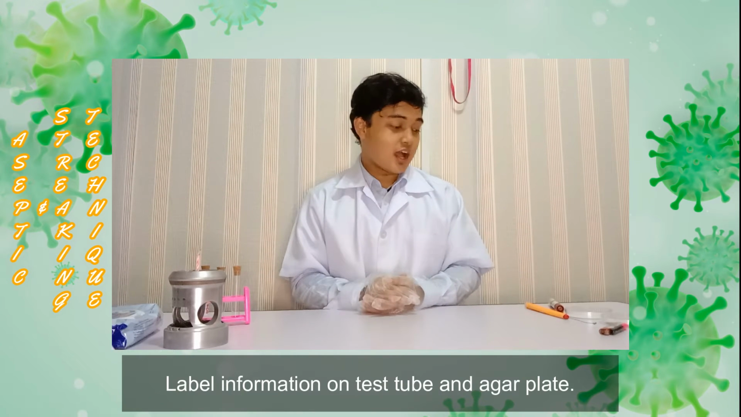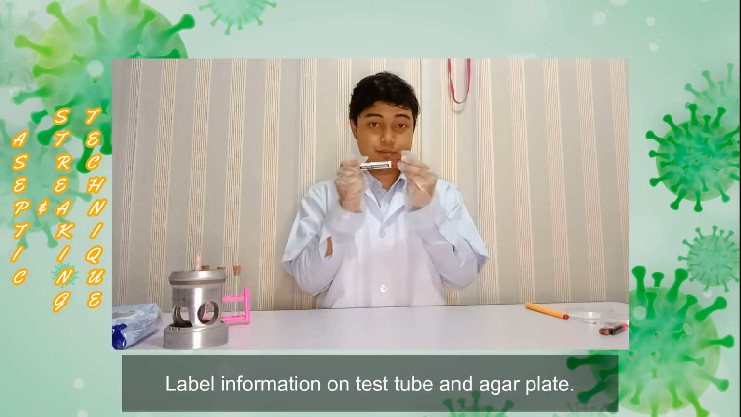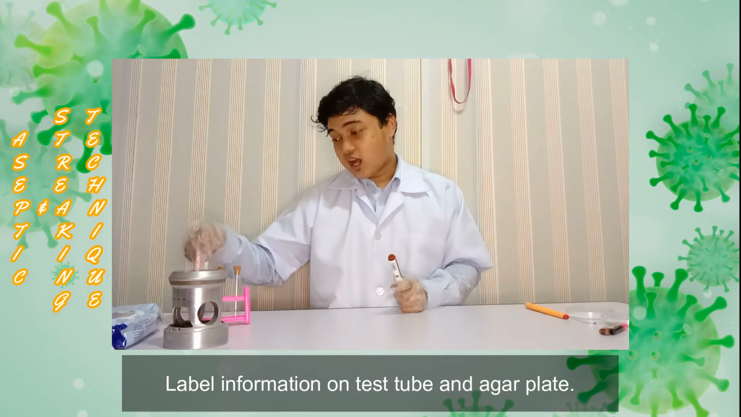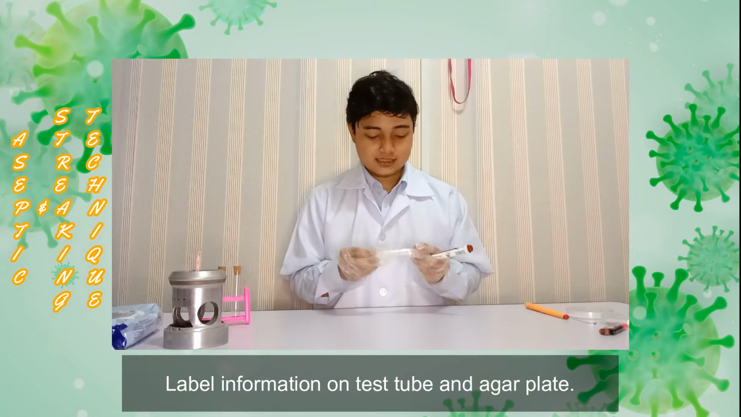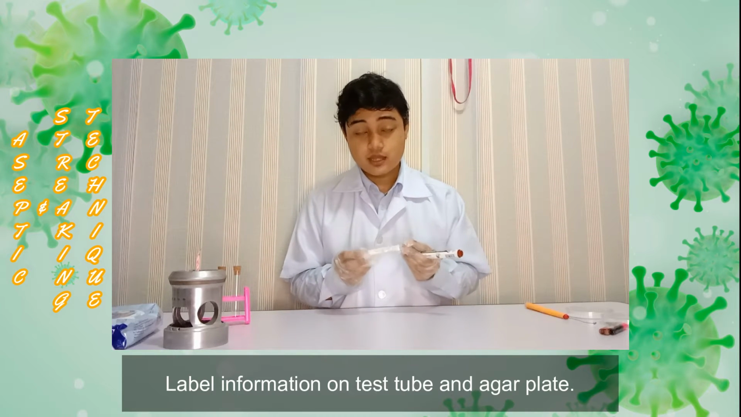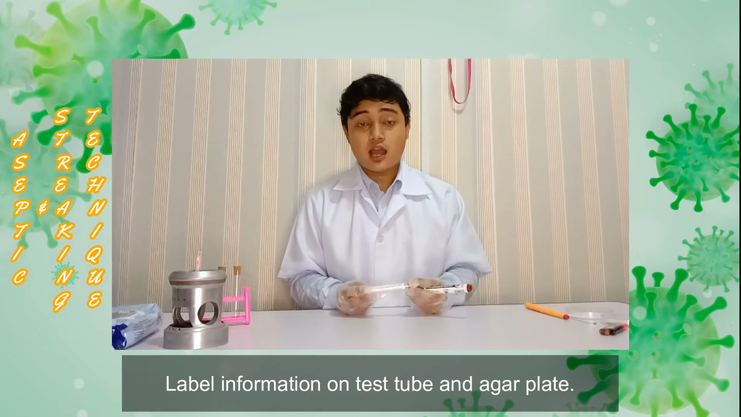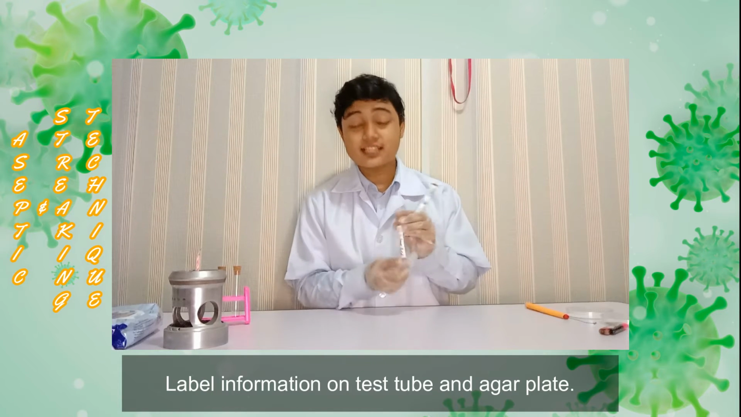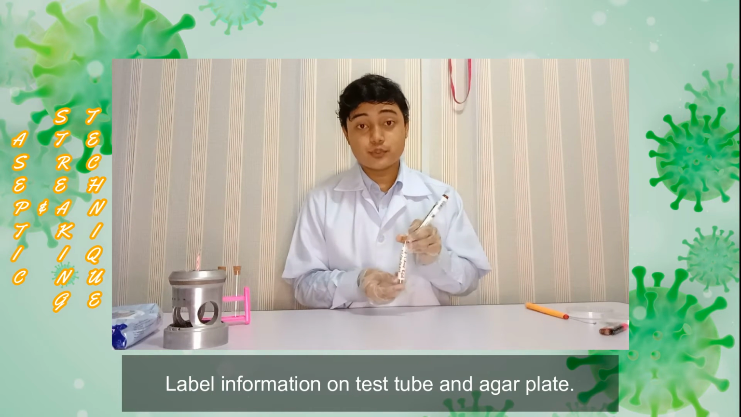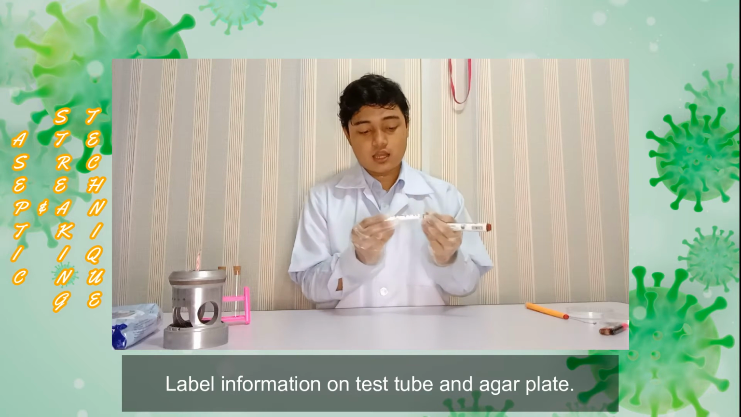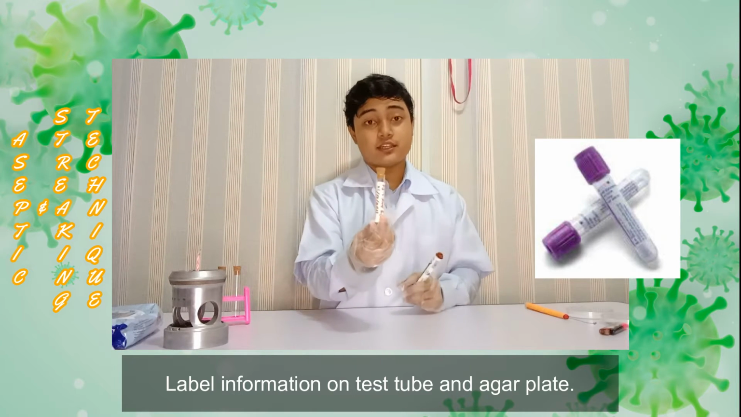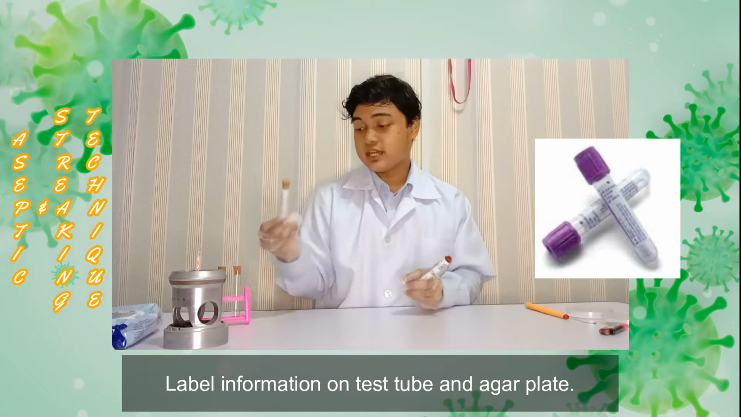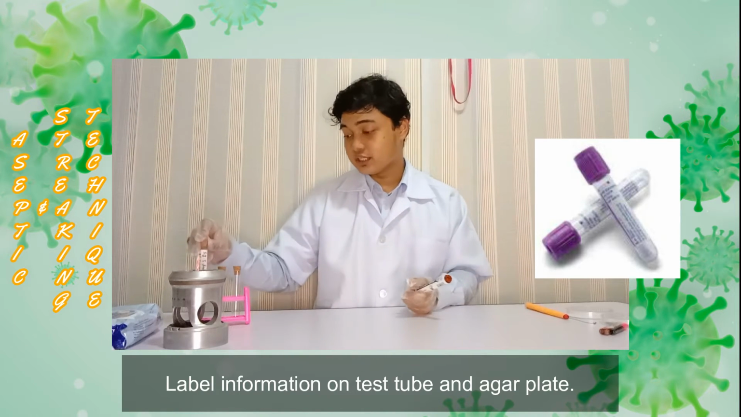First, we need to label our test tube and nutrient agar plate. To label the test tube, we write the information on a piece of paper using a pen marker. The information we need to write is our name, which I write in short form, and the name of the bacteria. Since I use Staphylococcus aureus and E. coli in this experiment, I write it as S. aureus and E. coli, and don't forget to put the date today. This is what I already wrote, and I stick it on here, and then we put the test tube on the test tube rack.